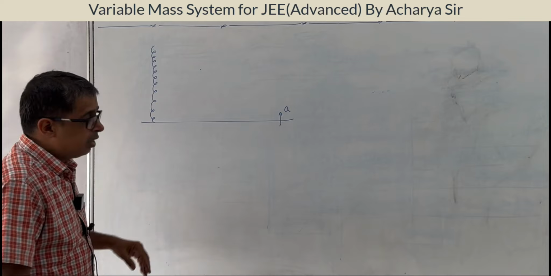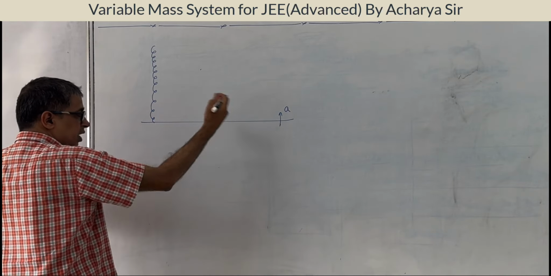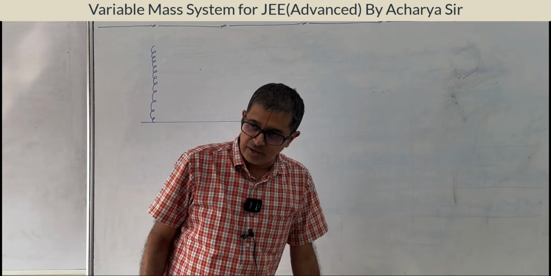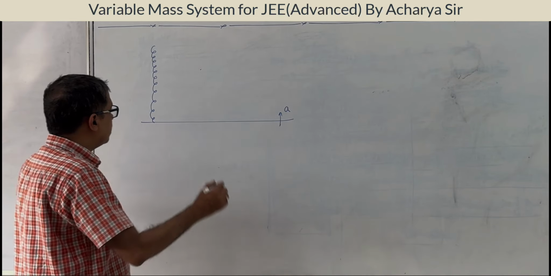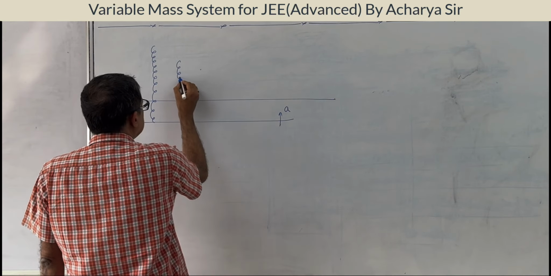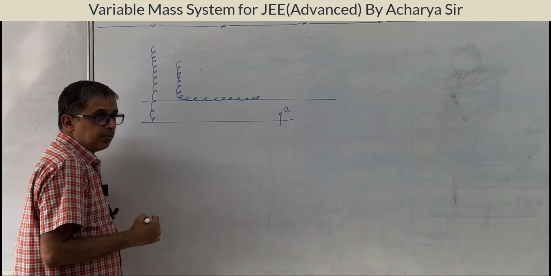Simultaneously, the chain is falling with an acceleration of g, and the platform is moving up with an acceleration of a. The chain also falls by some distance, and the platform also moves up by some distance.